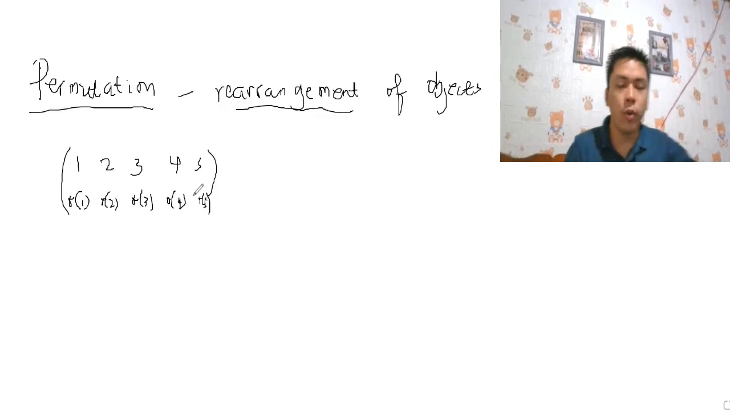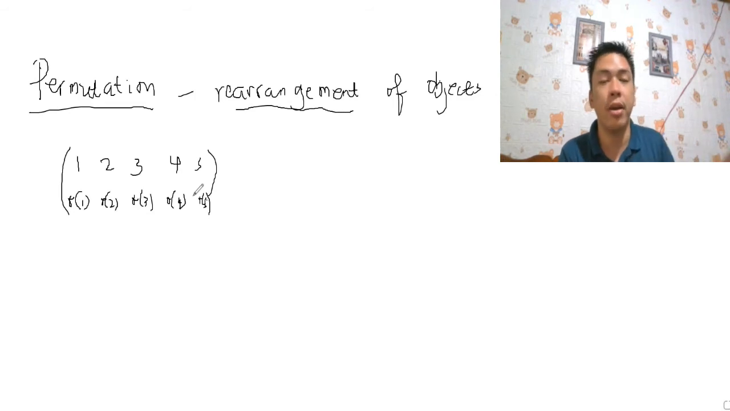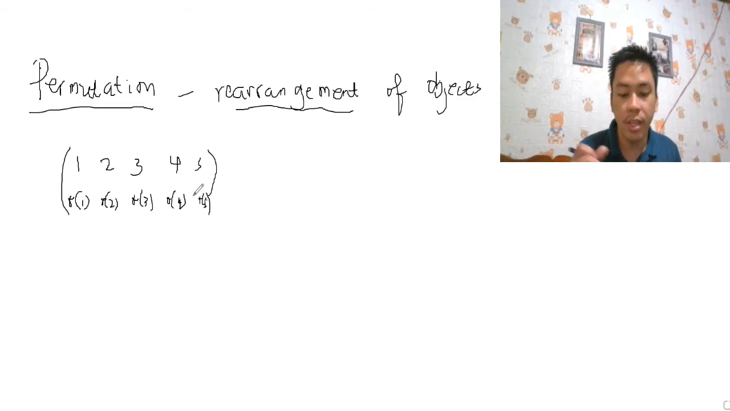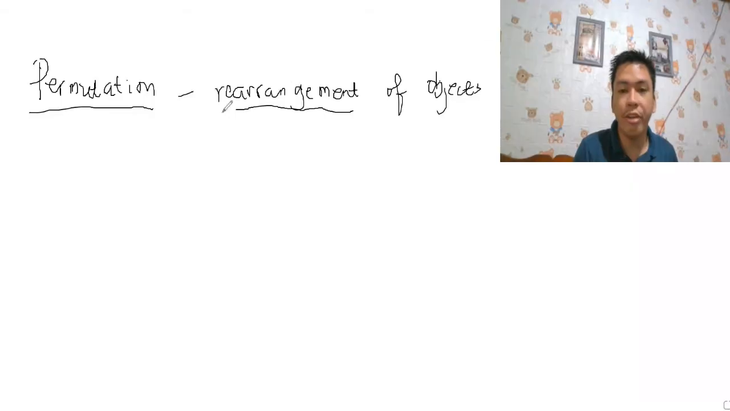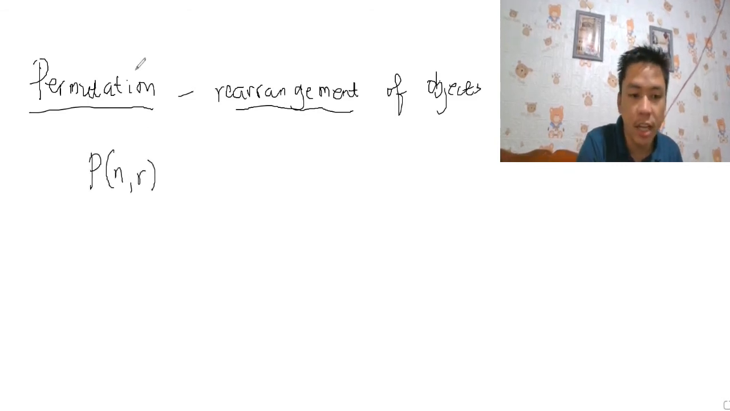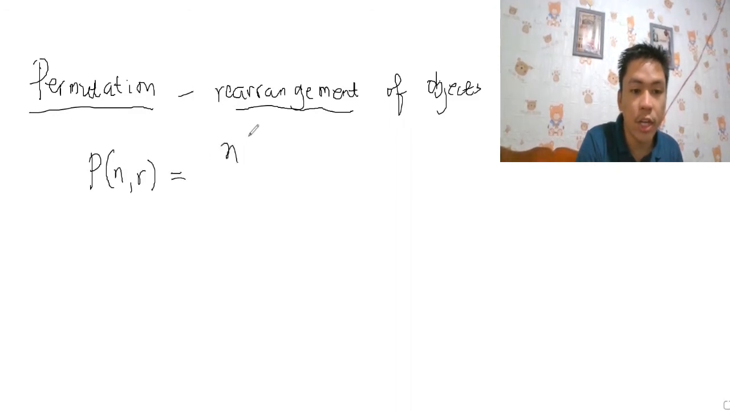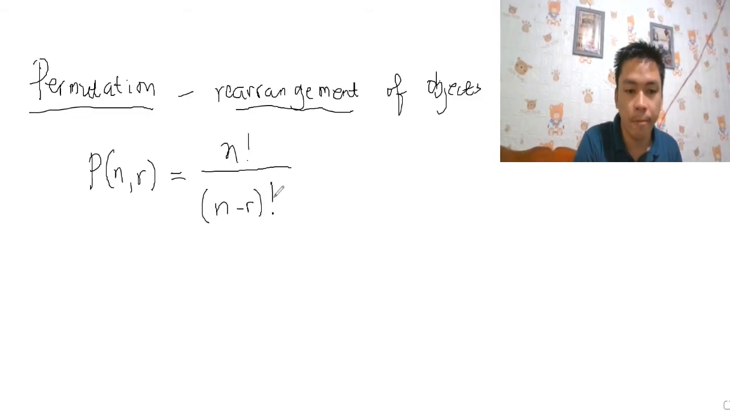However, in this video, the focus is not on rearranging objects, but on solving for the number of ways a set of objects can be rearranged. This is the goal of the video. So basically we are dealing with basic statistics here. The number of ways objects can be rearranged is given by this formula: the permutation of n taken r at a time is equivalent to n factorial over n minus r factorial.